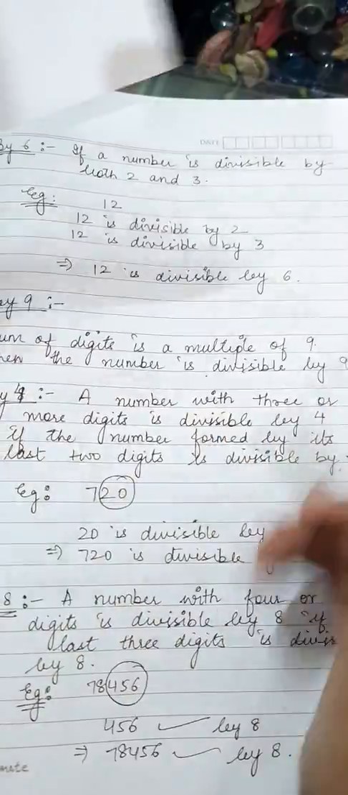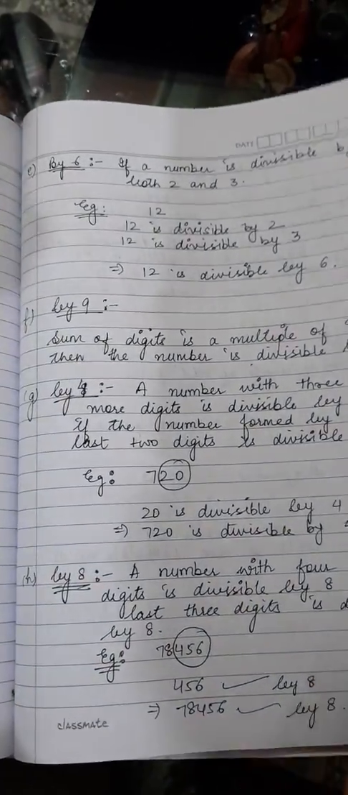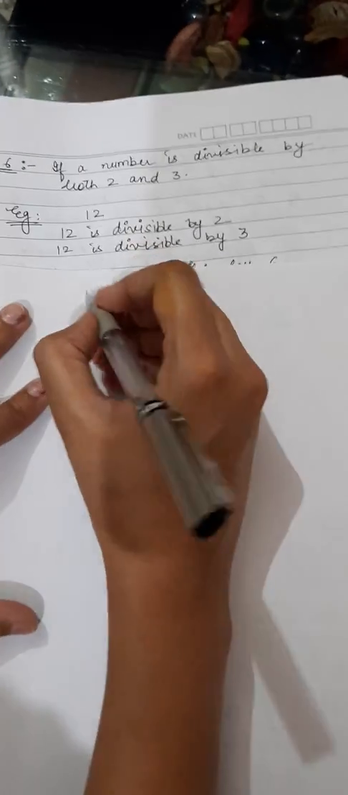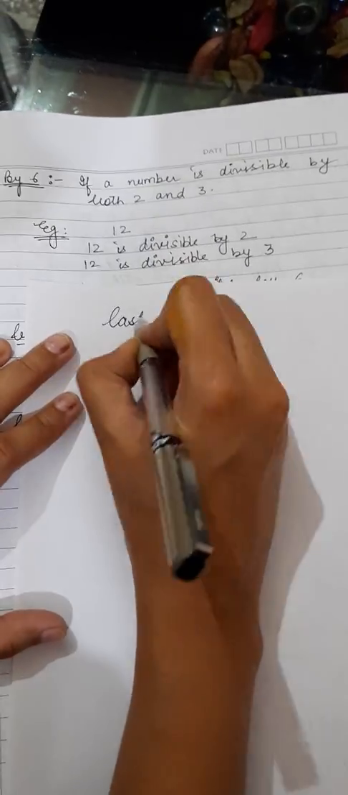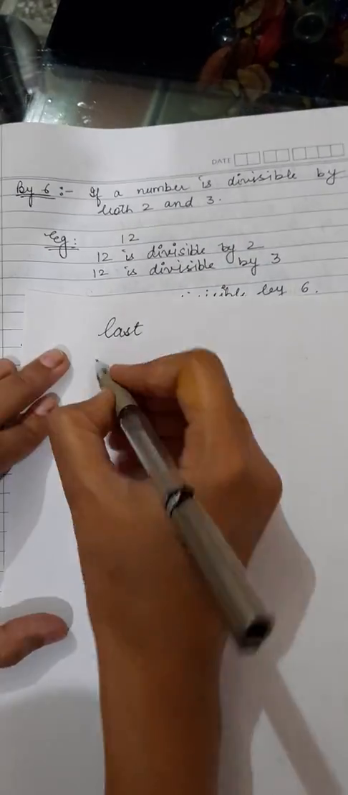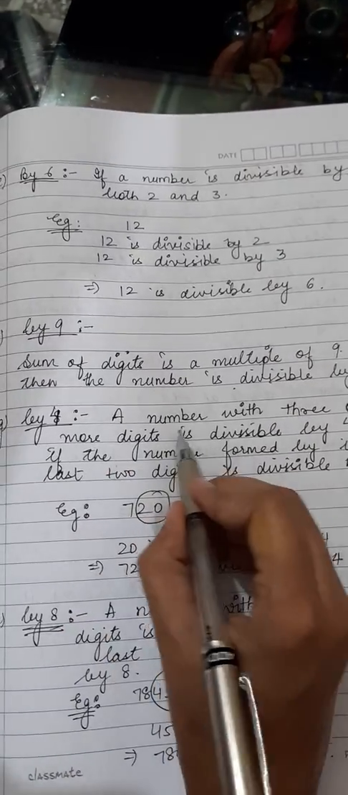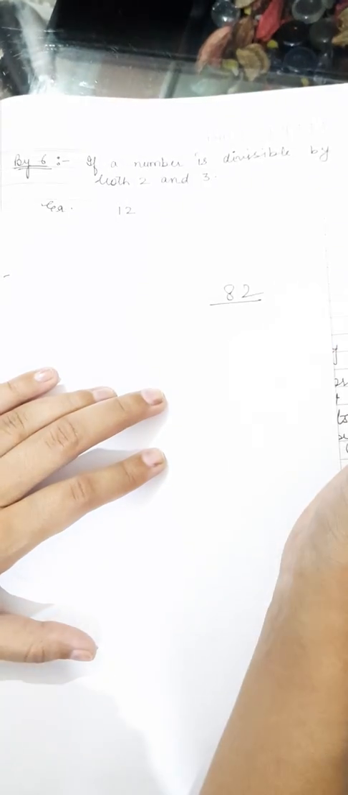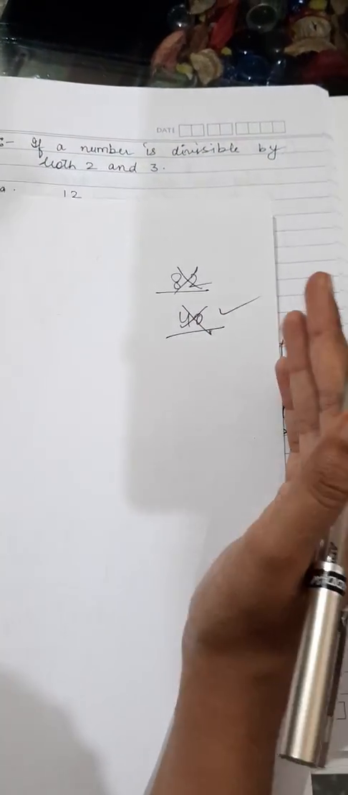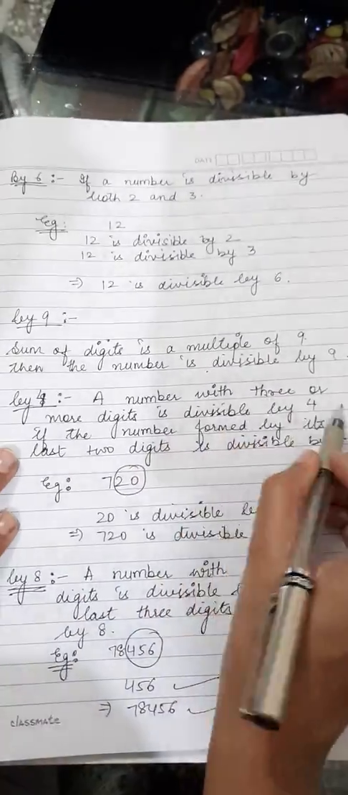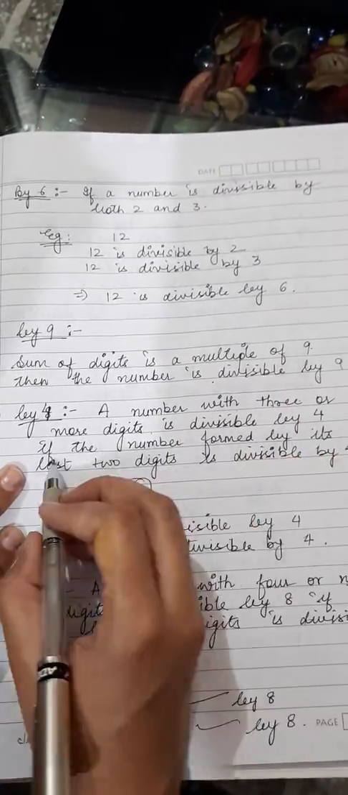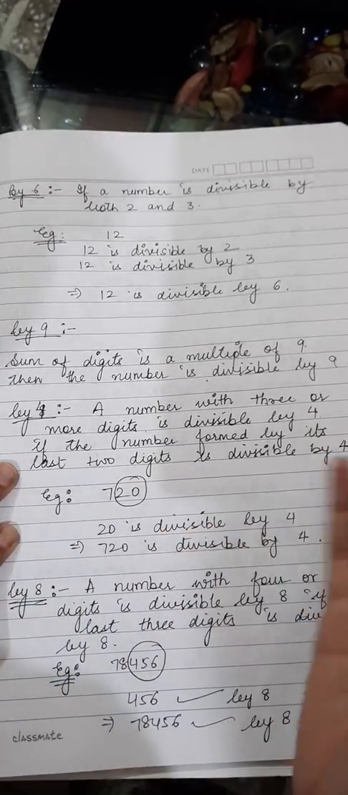Now the next is 4 and 8. Now in 4 and 8, what you are going to do is you are going to check the last digits. Let us read by 4. A number with 3 or more digits, they are not talking about 2-digit numbers like 82, like 40. You can check this by yourself by actual division. They are talking about a number with 3 or more digits is divisible by 4 if the number formed by its last 2 digits is also divisible by 4.